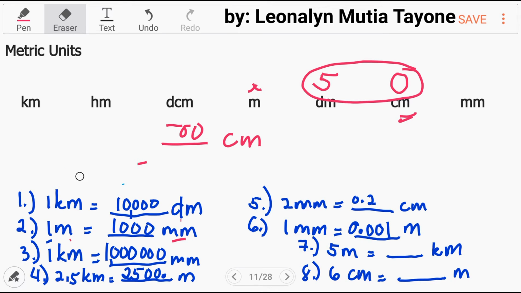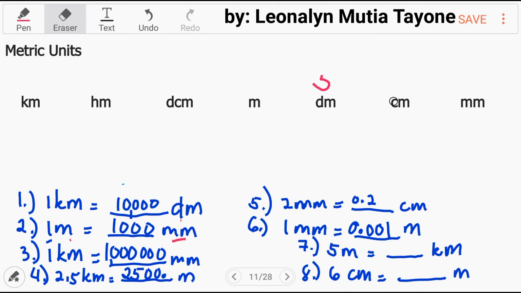Ngayon, baliktaran na tayo. Number 5. 2 millimeter. Convert to centimeter. Itong centimeter na 'to, kung baliktaran, yan na yung decimal natin. So, ang sagot nito ay 0.2. So, 2 millimeters is equals to 0.2 centimeter.